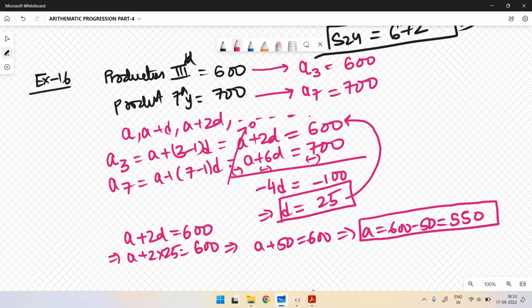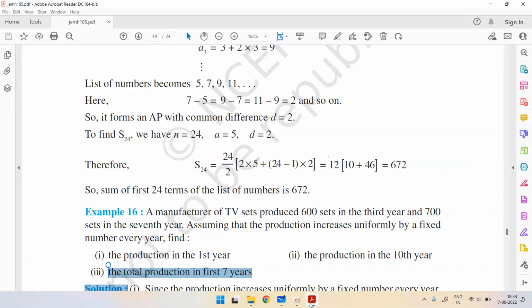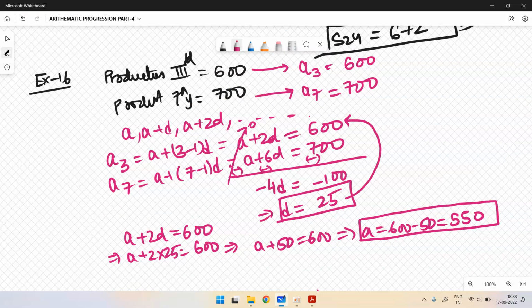Production increases by 25 each year, and what is asked in the question is to find the production in the first year. So this is your first answer.